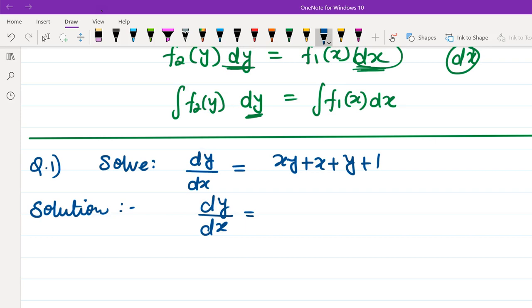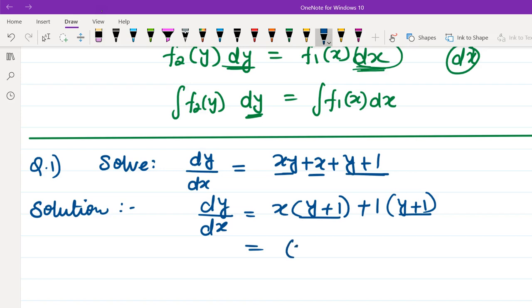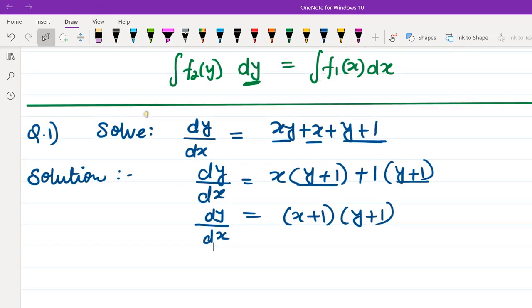So I'm keeping dy by dx on one side. I can observe that from the first two terms I can take x common, so I'll be left with y plus 1 inside the bracket. In the third and fourth terms, the only common term is 1, and y plus 1 is common in both the terms, so I'm going to take it out, and you'll be left with x plus 1 in one bracket and y plus 1 in the other bracket. And on the left hand side, we have dy by dx.